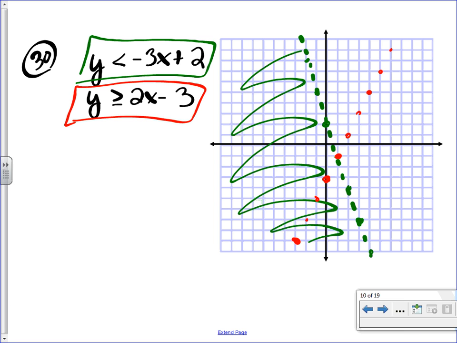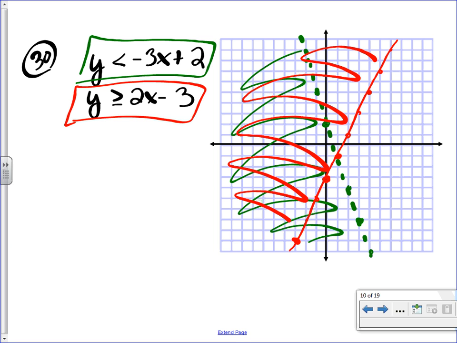It says equal. Equal means we need a solid line. And greater than, we should be shading to the top. This would be the top of the line. Here's what our graph should look like. That's the graph of number 30.